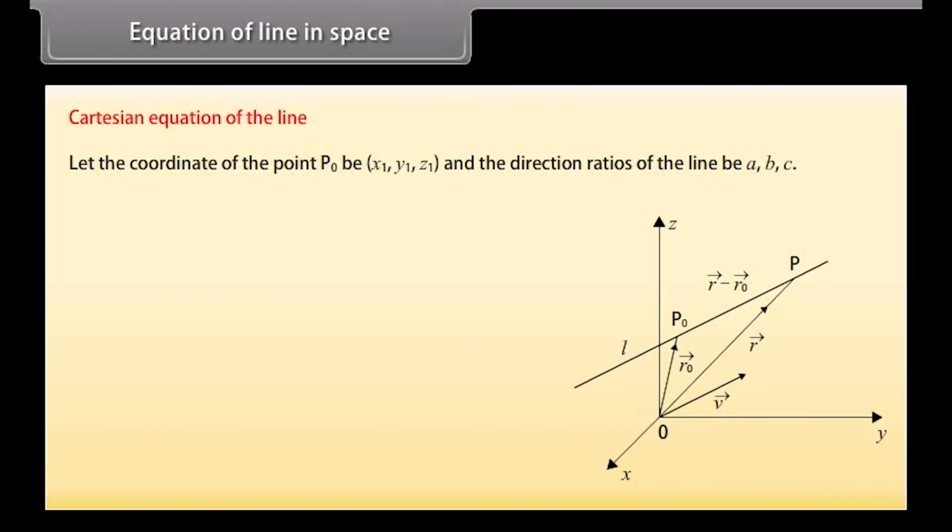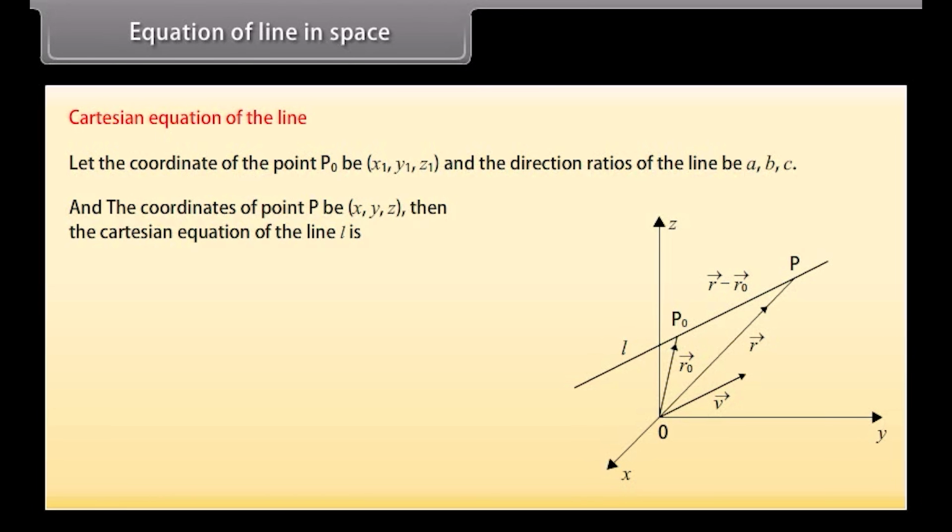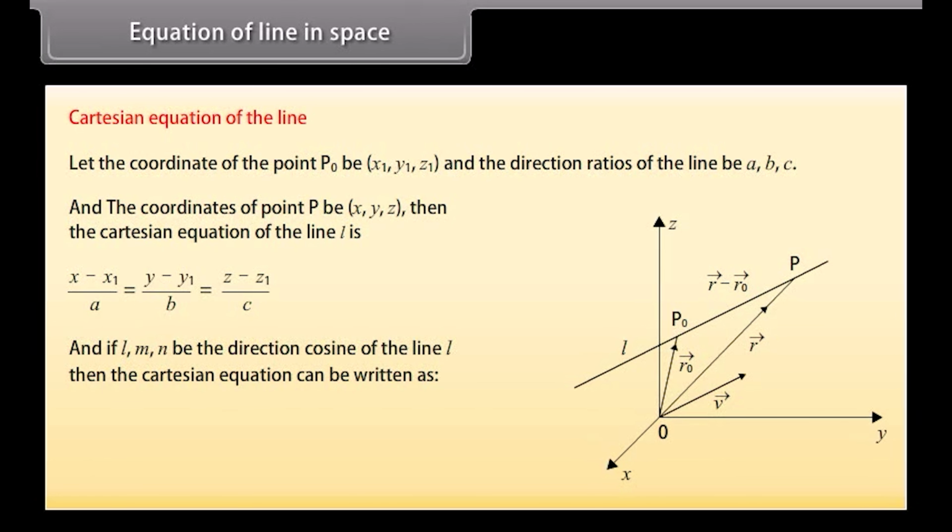Let the coordinates of the point P0 be x1, y1, z1 and the direction ratios of the line be a, b, c. And the coordinates of point P be x, y, z, then the Cartesian equation of the line is x minus x1 by a equals y minus y1 by b equals z minus z1 by c. And if L, M, N be the direction cosines of the line L, then the Cartesian equation can be written as x minus x1 by L equals y minus y1 by M equals z minus z1 by N.